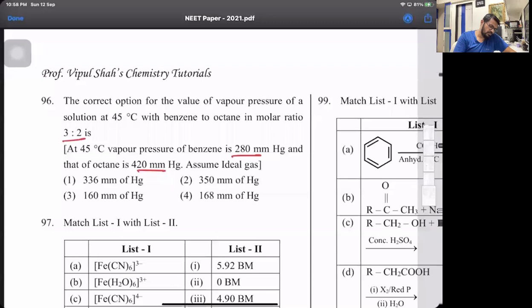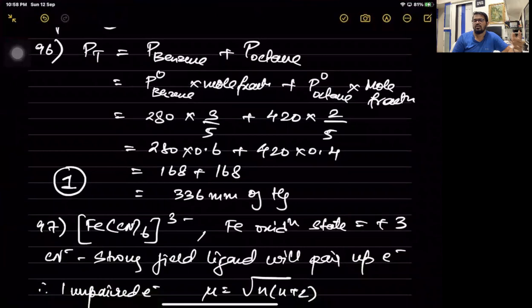So 96, observe there. Total pressure is the partial pressure of benzene plus partial pressure of octane. Partial pressure is P naught of benzene, that is vapor pressure of pure benzene, into mole fraction. They have given the mole ratio, that is 3:2, so 3/5, plus in the same way the vapor pressure of octane. We add the two, that comes as 336 millimeters. So 96 is one.